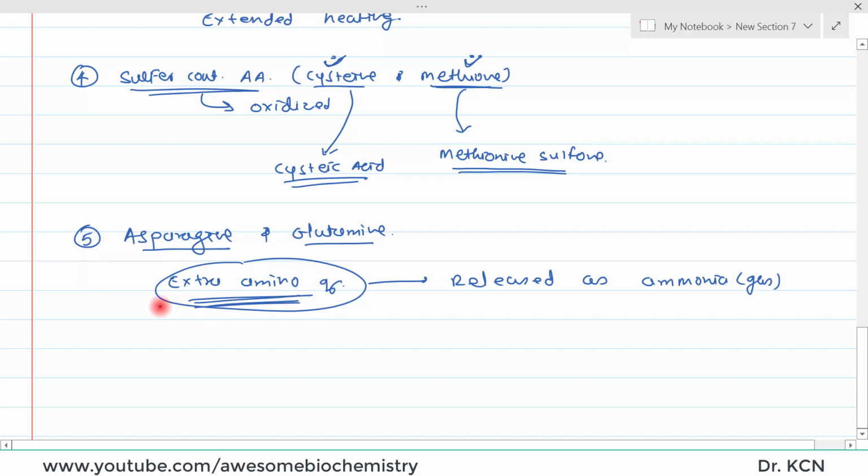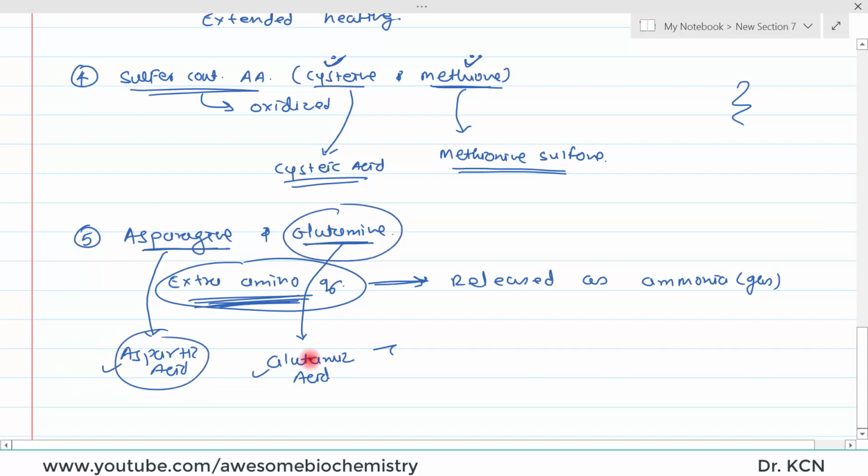So this amino group is lost, and asparagine is converted to aspartic acid, and glutamine is converted to glutamic acid. So what happens in our protein? In our protein, there are originally certain amounts of aspartic acid and glutamic acid, but along with that, as the extra amino group gets released from asparagine and glutamine, asparagine adds to the aspartic acid quantity, and glutamine adds to the glutamic acid quantity, right? So this is the big problem. So how to tackle this?